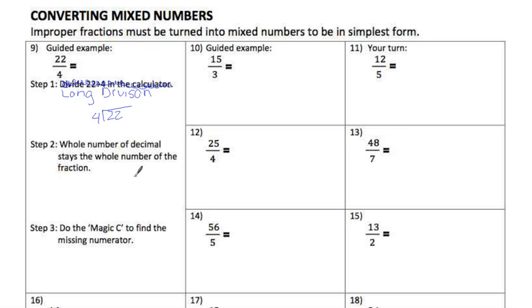Now think in your head, what's the closest we can get to 22? Well, 4 times 5 is 20, and if I subtract, I get 2. This whole number right here, this 5, becomes the whole number of the fraction. The denominator is going to stay 4 because it's the denominator right here. And you can see that the remainder here is 2.